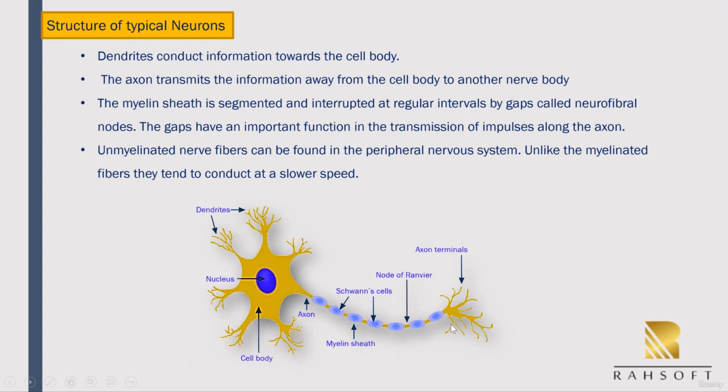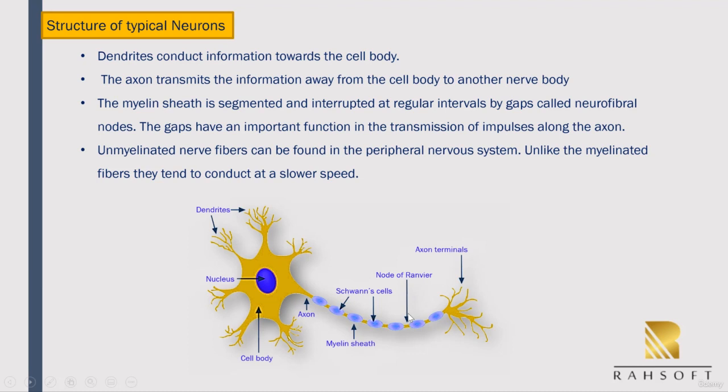The myelin sheath, which are these little circles that are on the axon, are segmented and interrupted at regular intervals by gaps called neurofibril nodes. These gaps have an important function in the transmission of impulses along the axon. The thing that is important about the myelin sheath is that it will have these intervals, which are called the nodes of Ranvier.